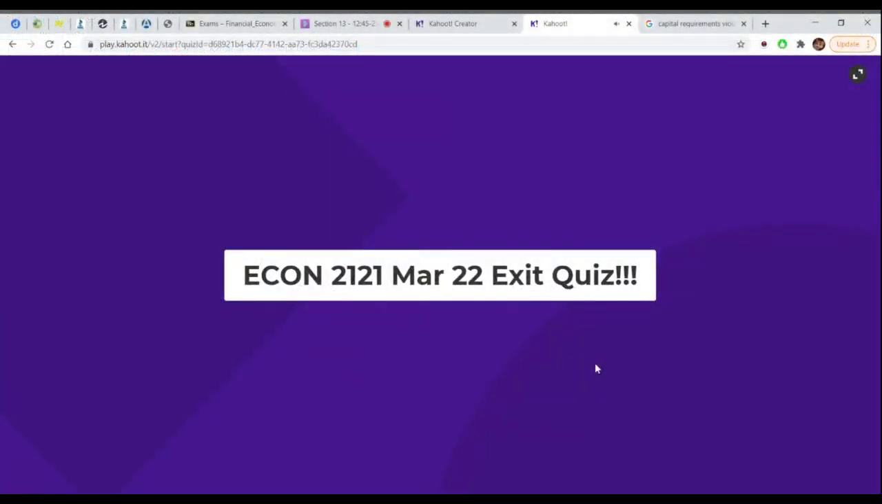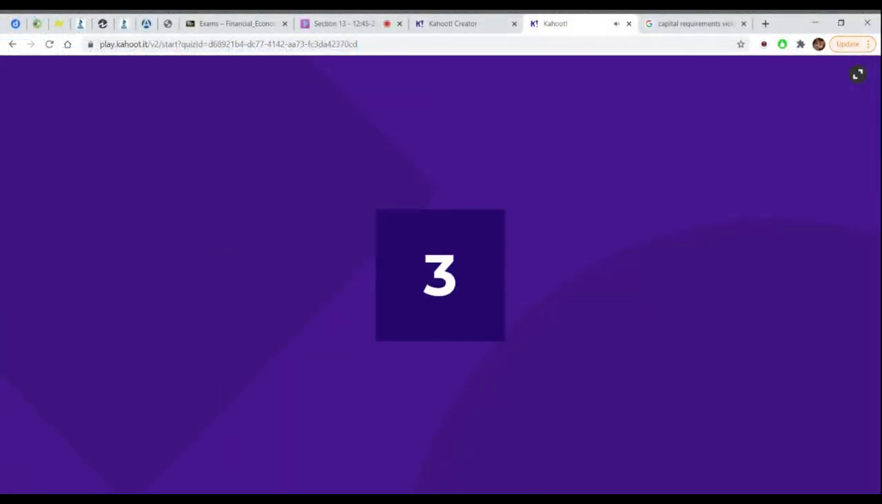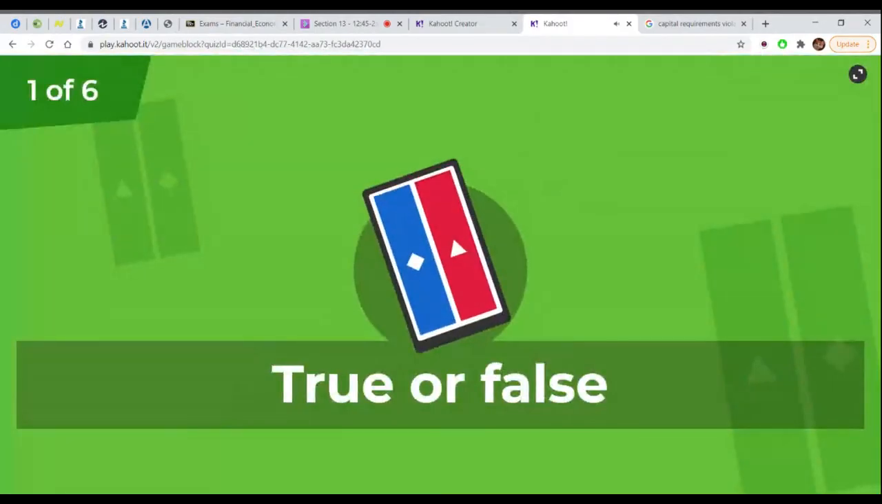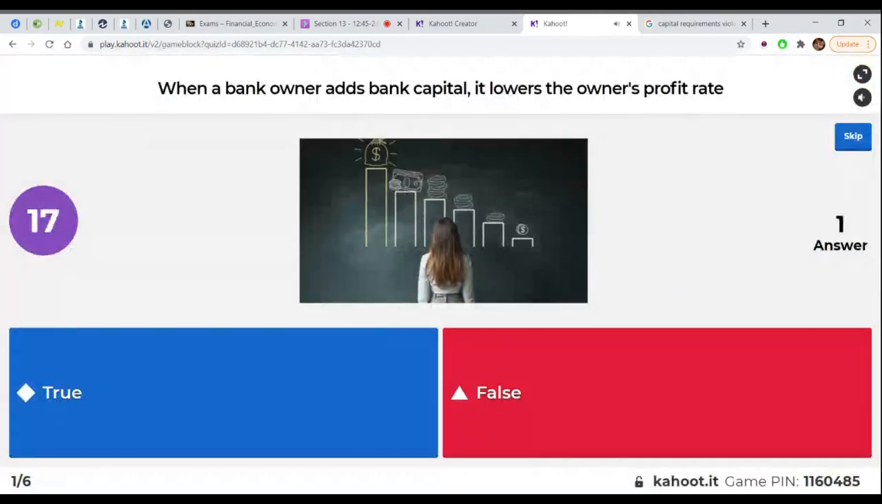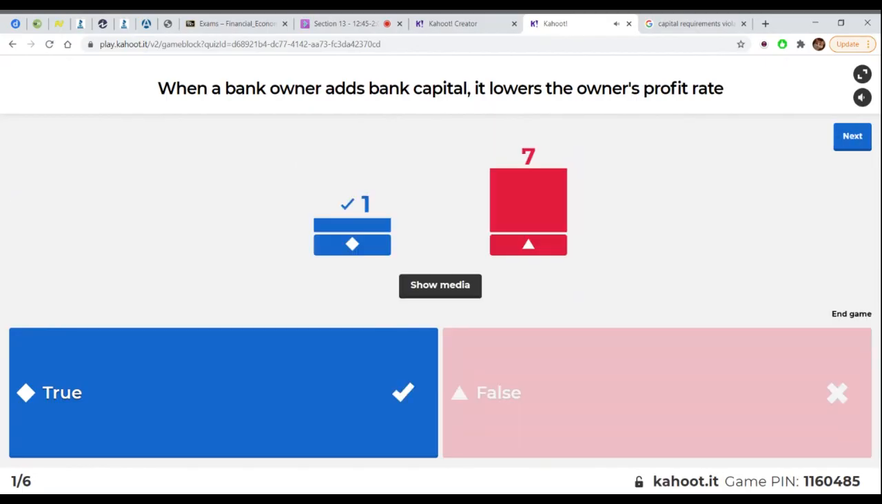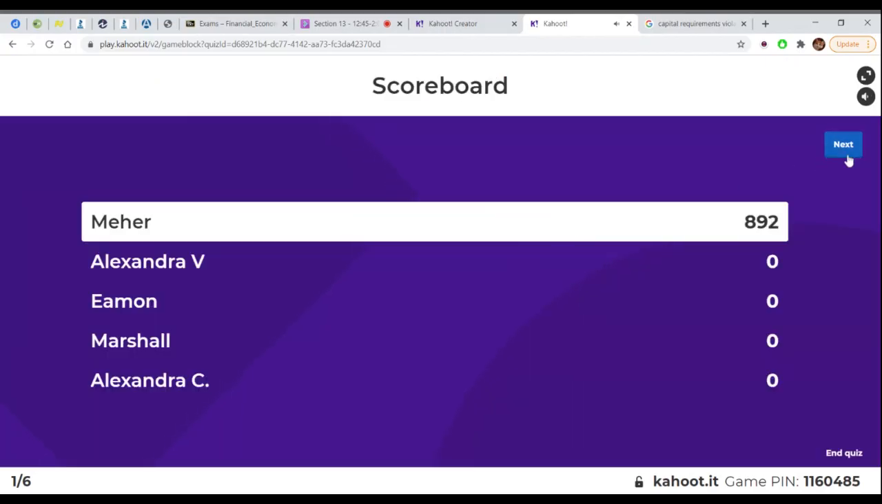Let's get started. 3, 2, 1. First question, true or false? When a bank owner adds bank capital, it lowers the owner's profit rates. Think about the case when the bank is doing badly, but we'll discuss next time that this is not always going to be true. It's true. Next.